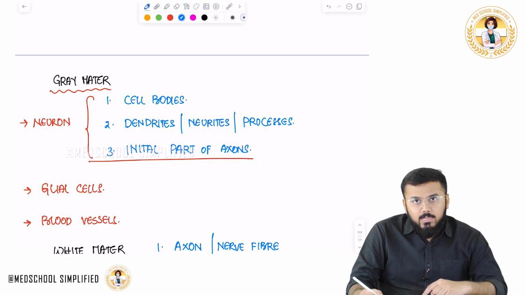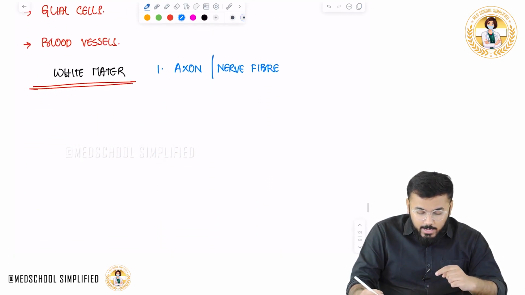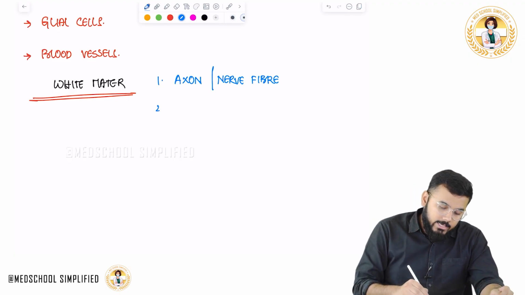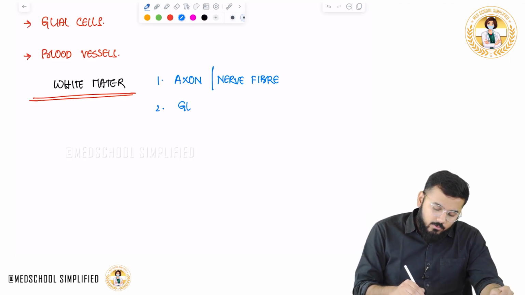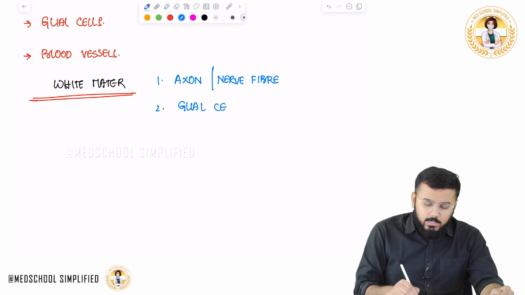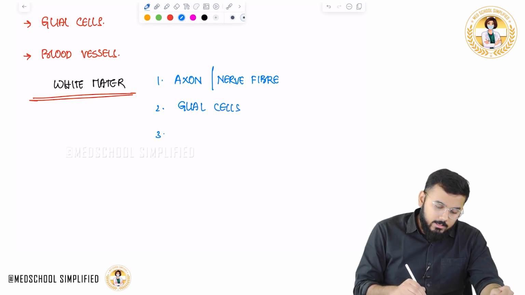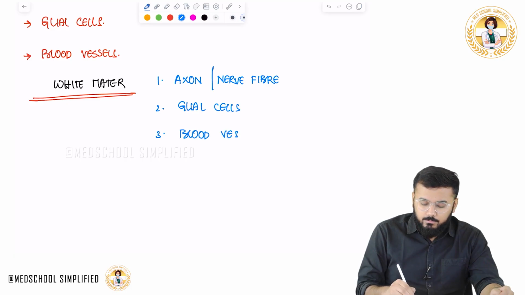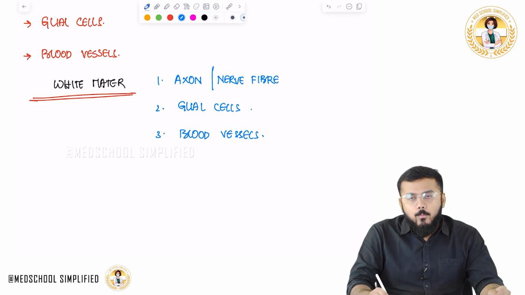The initial part of the axon is located in the gray matter. As you go deep inside, the remaining part of the axon is located. And the second important thing is, you have got the same things again. Glial cells are there, right? And the third important thing is the blood vessels. The blood vessels are located. Okay. So these are some of the important things that are located.